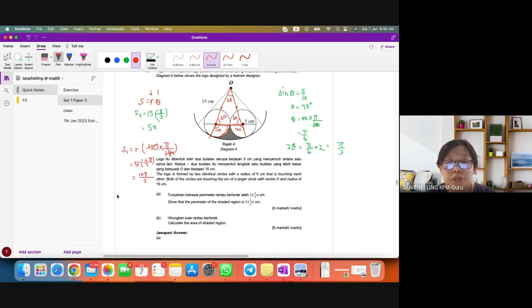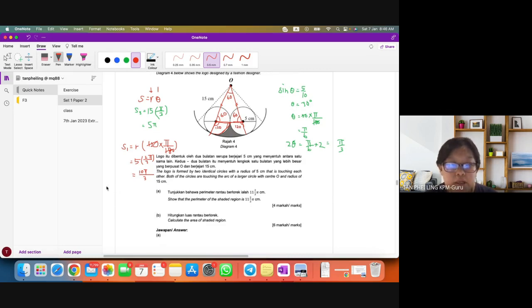Now I haven't answered the question yet. I have to put in one more line, which I write here, perimeter. Remember to write now, perimeter of shaded region. It equals our S1, S2, and S3. So our S1 and S2 will be the same, which will be 10 pi over 3. Another one is also 10 pi over 3. And then you have the third one, which is 5 pi.